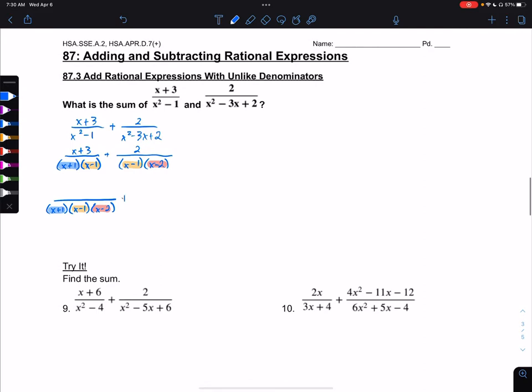So the denominator in the second expression, again, will be the same thing. The whole purpose of this is finding a common denominator. So let's color code this.